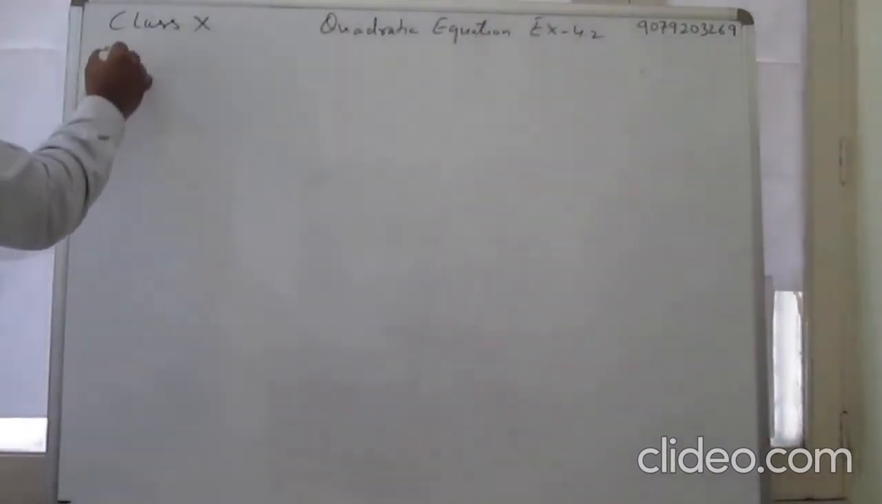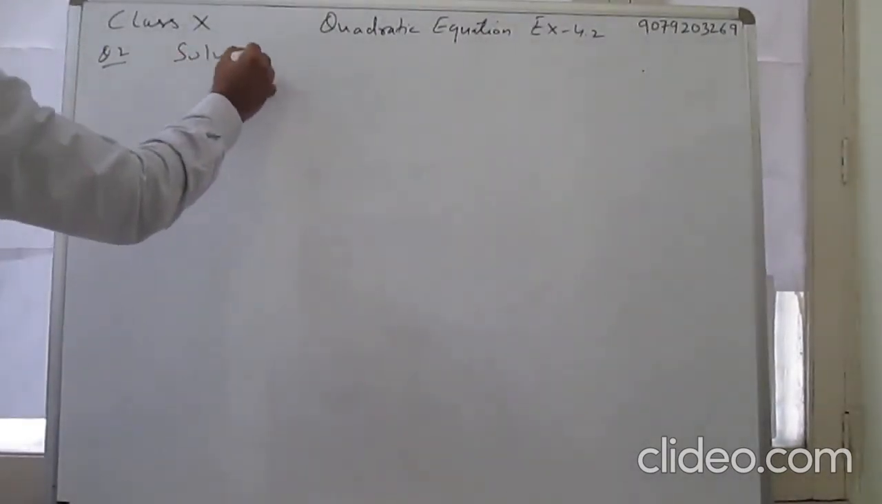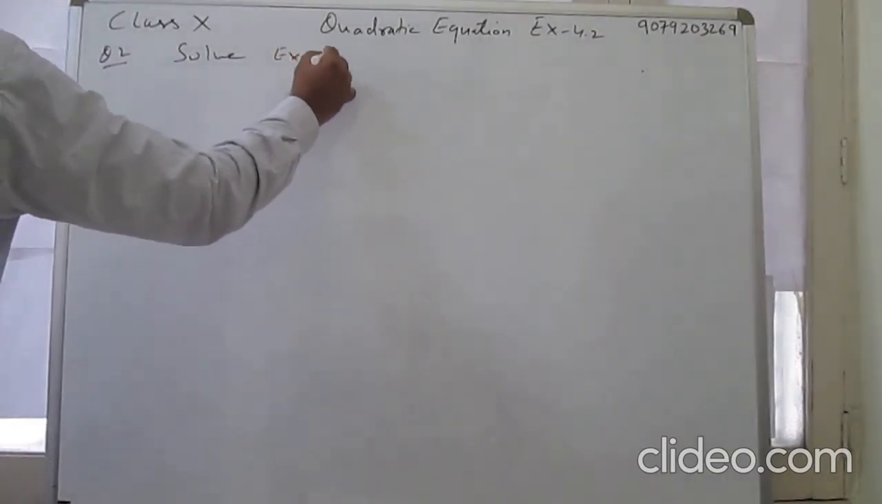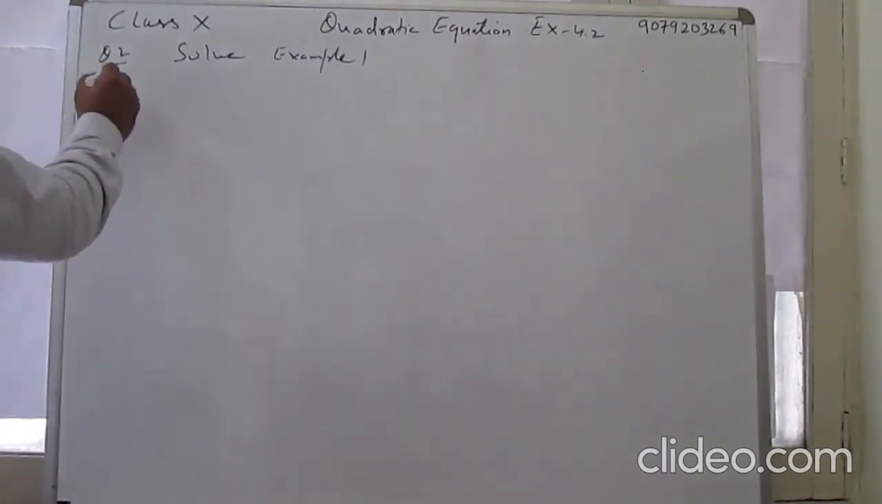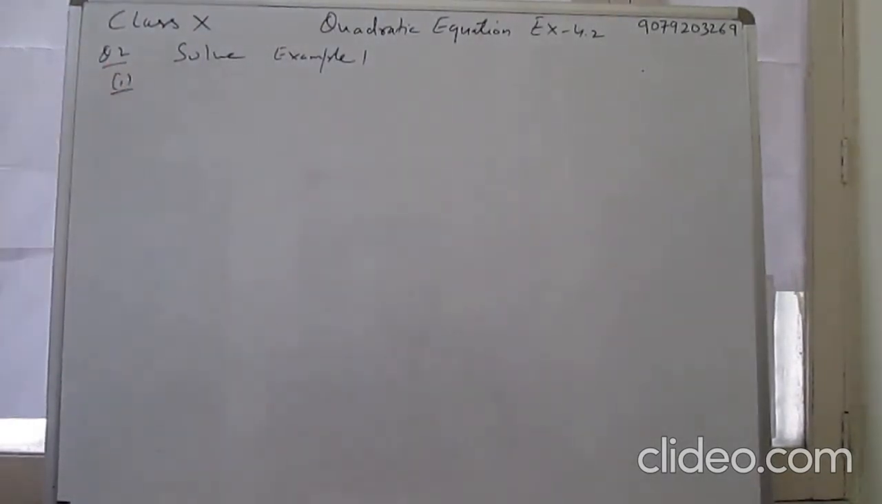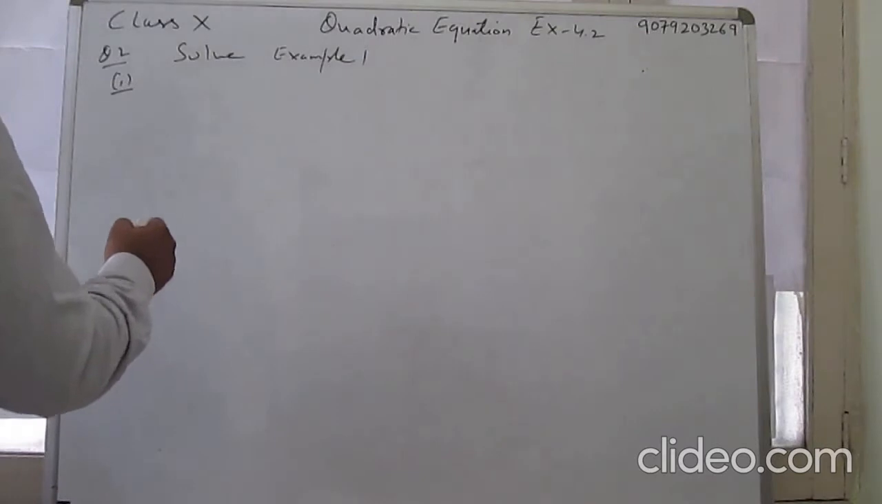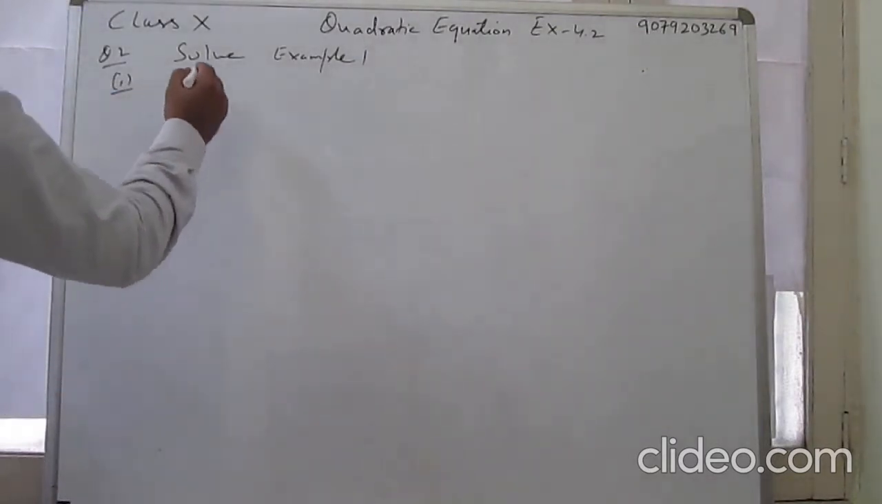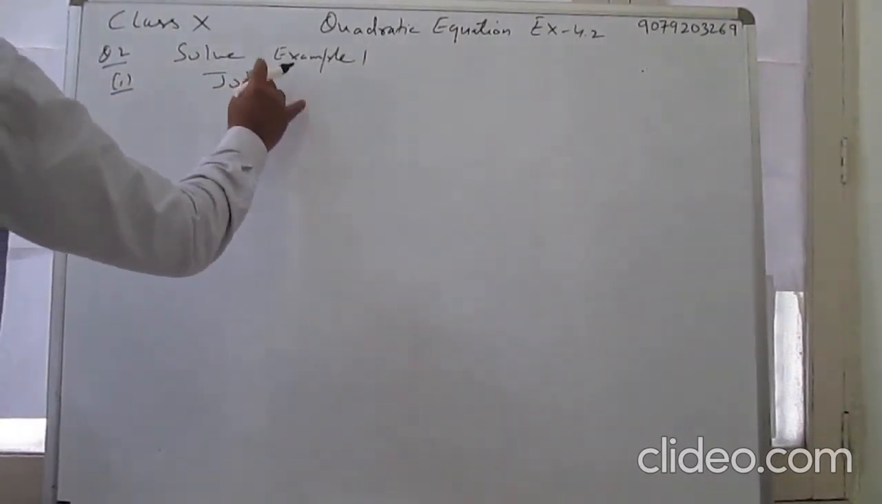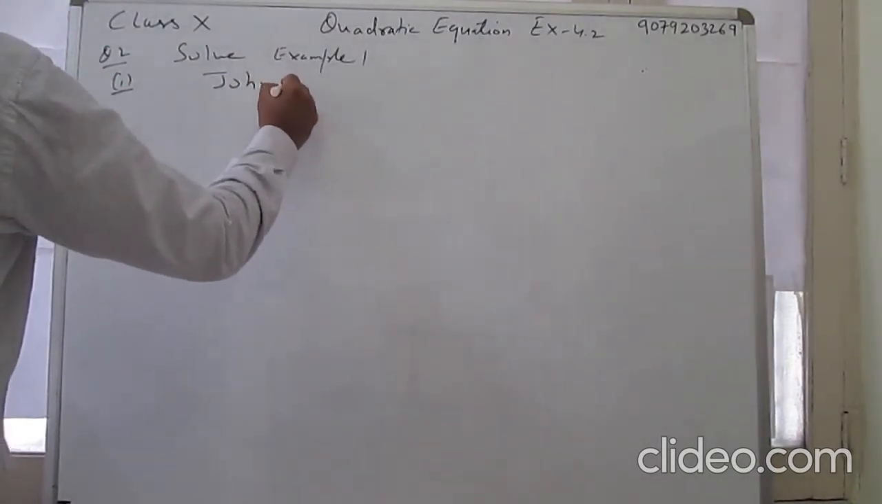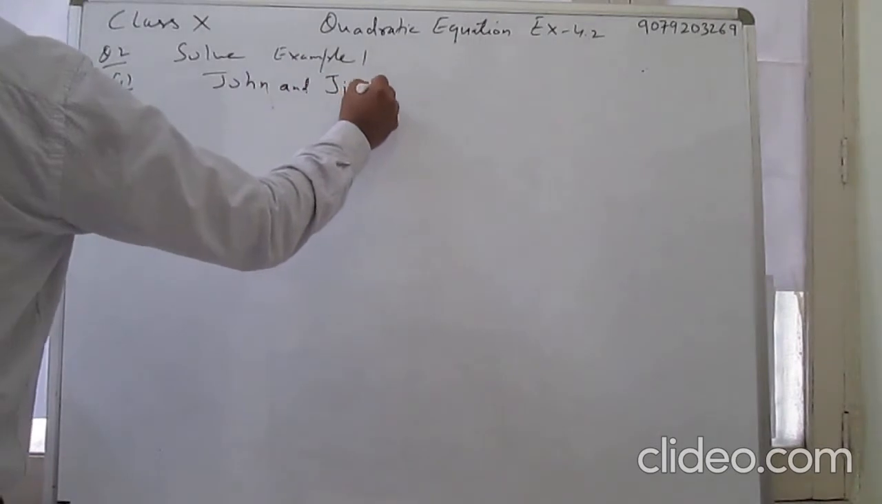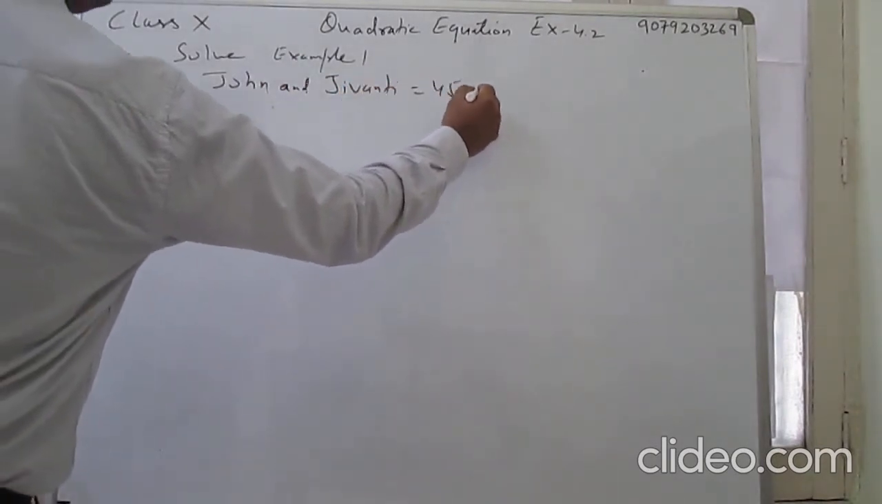Question 2 is solve example 1. So example 1 is the first part. John and Javanti together have 45 marbles.